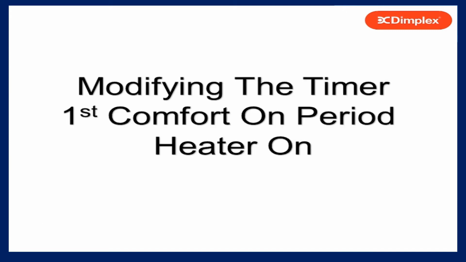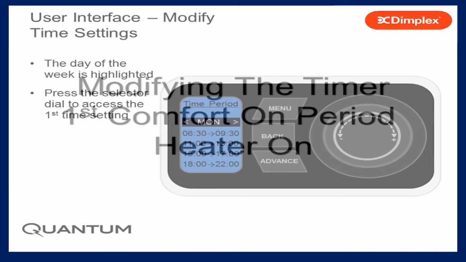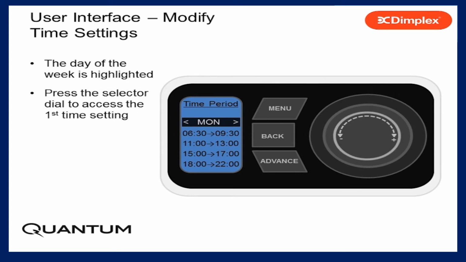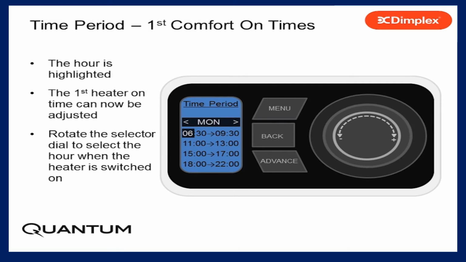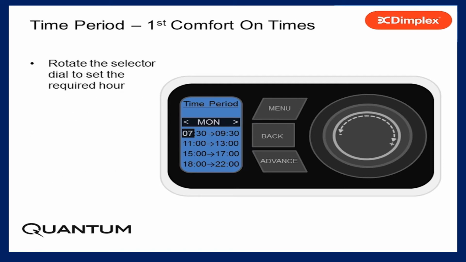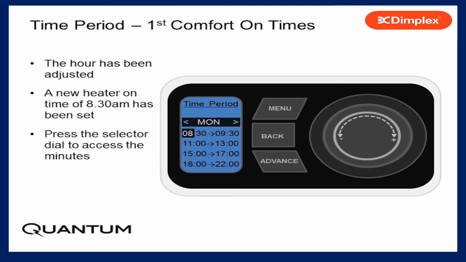Modifying the timer first comfort on period, heater on. The day of the week is highlighted. Press the selector dial to access the first time setting. The hour is highlighted. The first heater on time can now be adjusted. Rotate the selector dial to select the hour when the heater is switched on. Rotate the selector dial to set the required hour. The hour has been adjusted. A new heater on time of 8:30 AM has been set.